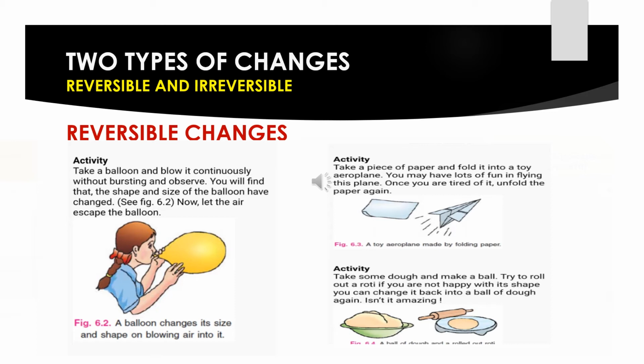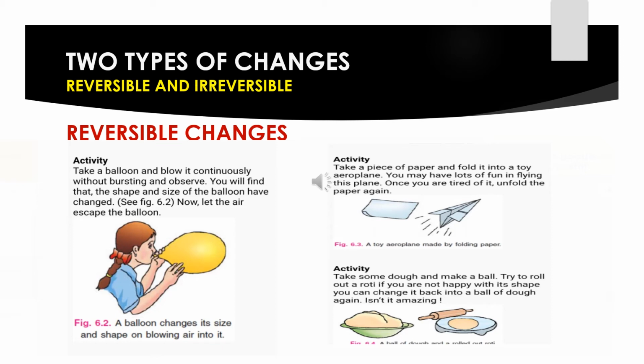Another example, making an aeroplane from a piece of paper. Here we can see in the picture. You are folding with different folds, we are preparing the aeroplane, and if you want to bring back the paper, you will unfold the aeroplane. So again this is a reversible change.